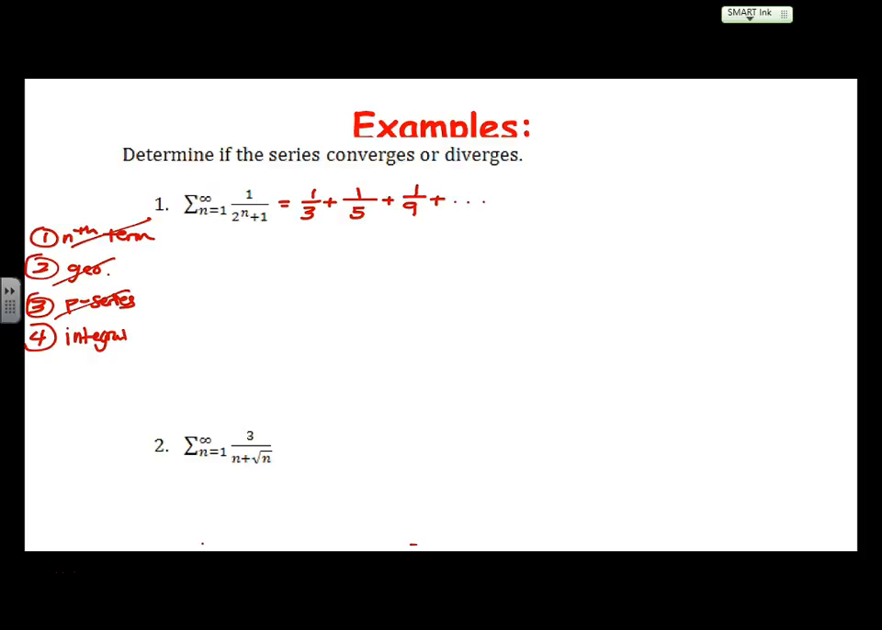Question, what looks a lot like this series and would be easier to use the nth term, geometric, P-series or integral test on? It's very close. Someone? 1 over 2 to the n. James, 1 over 2 to the n. So what if we compare, hold on, we have to figure out how 1 over 2 to the n compares to what we have?